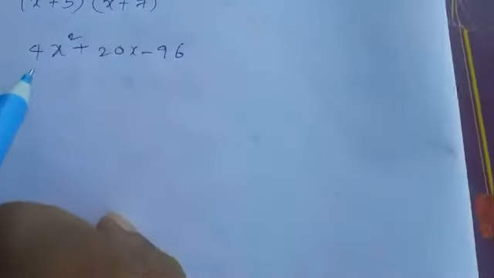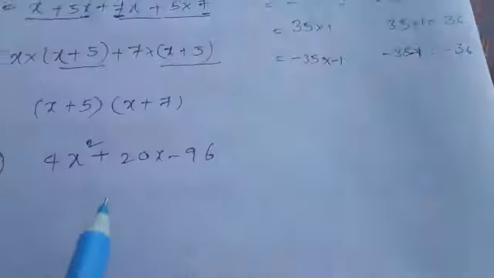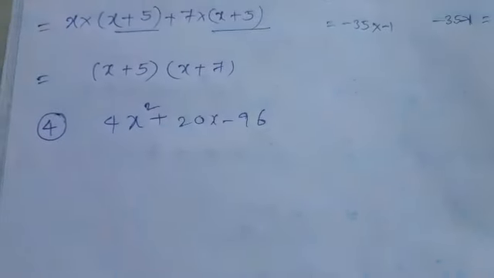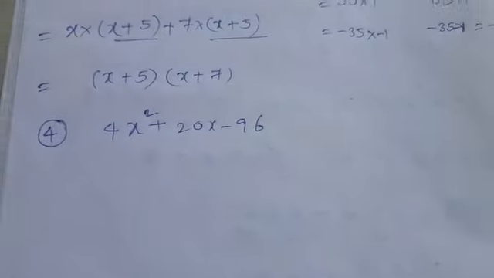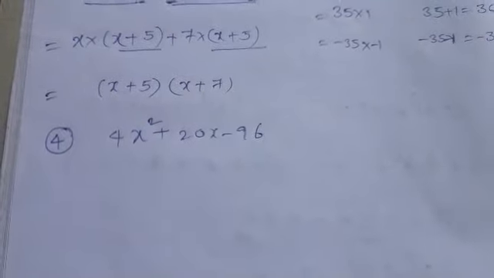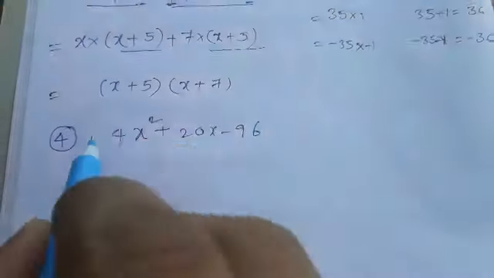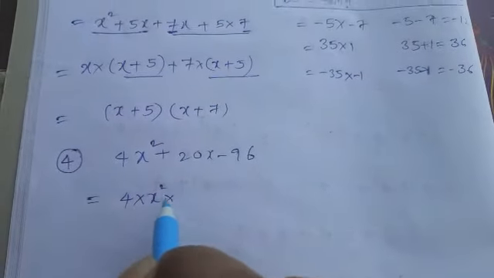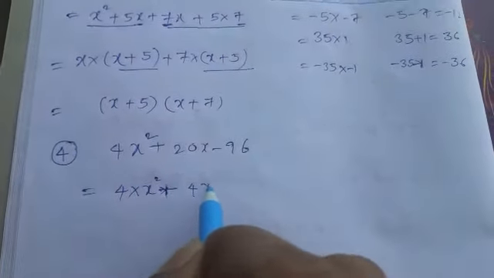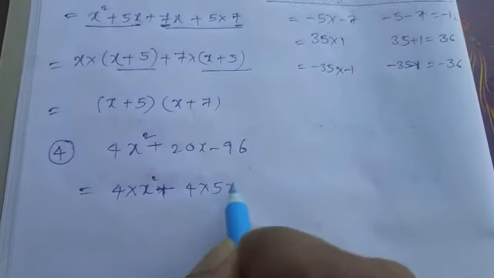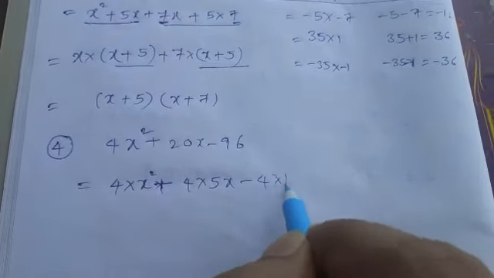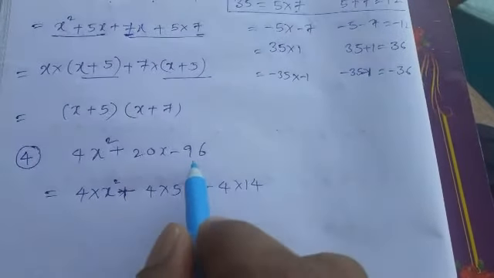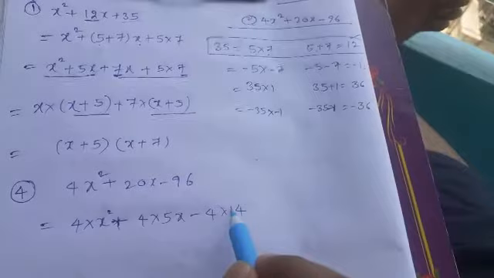Here, see one more problem: 4x² + 20x − 96. By observing this, first you have to observe that 4 is a common factor for each term. So let us write this as 4 into x², 4 into 5x, 4 times 5 is 20, and 4 into 24.